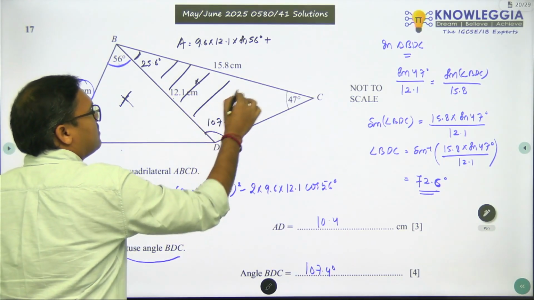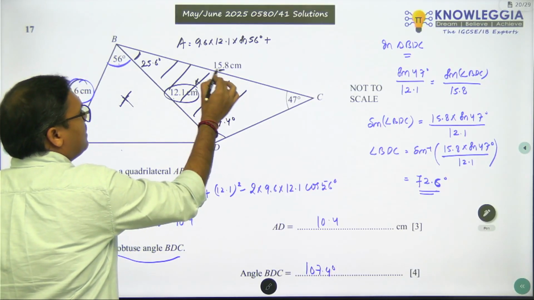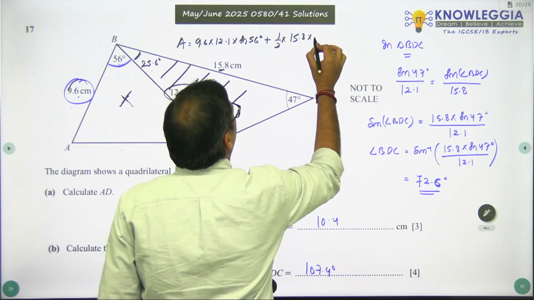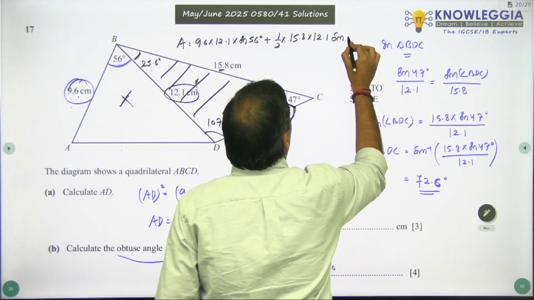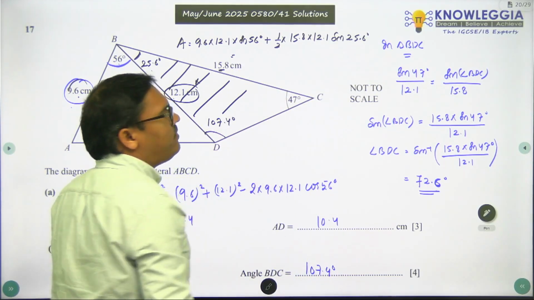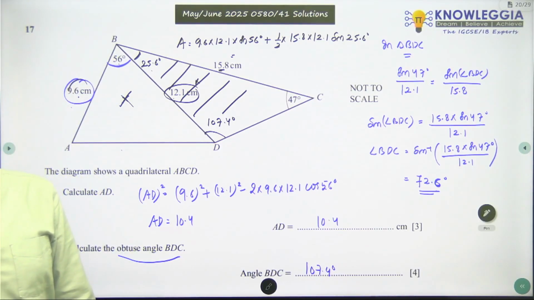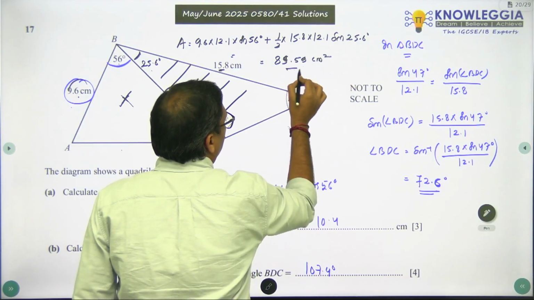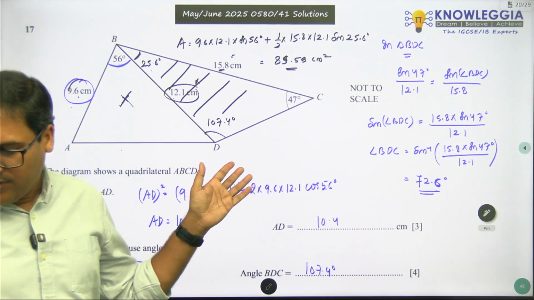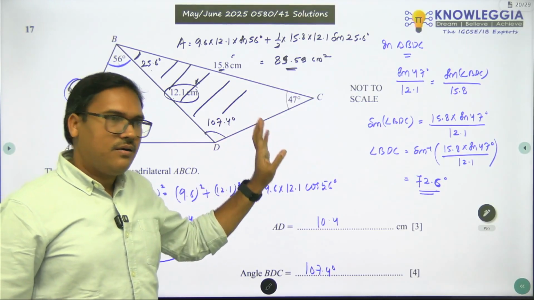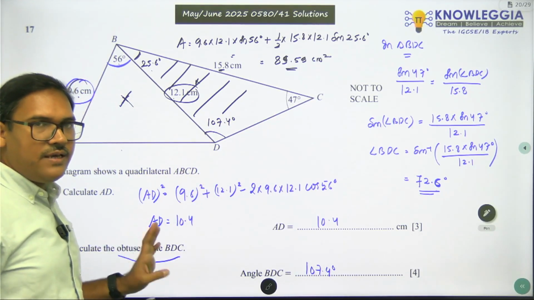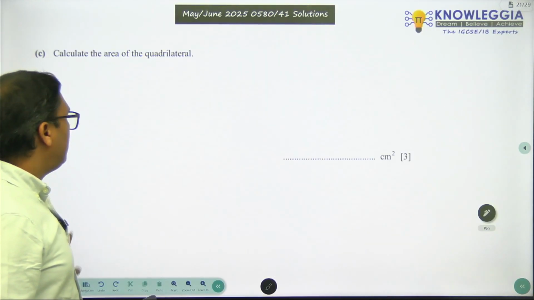So what is the area of this triangle? You know the sides are 12.1 and 15.8, and the angle between them is 25.6. So this is 1 by 2 into 15.8 multiplied by 12.1 into sine of 25.6 degrees. If you put the value in the calculator, the answer will be 89.59 centimeters square. Again, the range given in your answer key is 89.59 to 89.80, so see what decimal points you are using and accordingly you can get the answer. I hope you understood the method of how to find the area of this quadrilateral. This is how we can easily solve this part of the question.